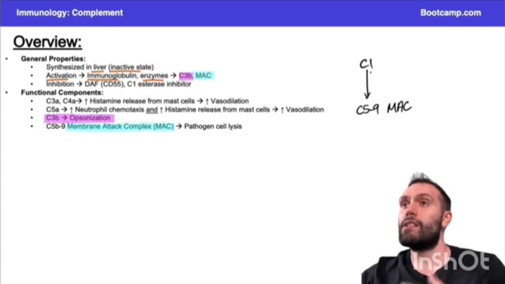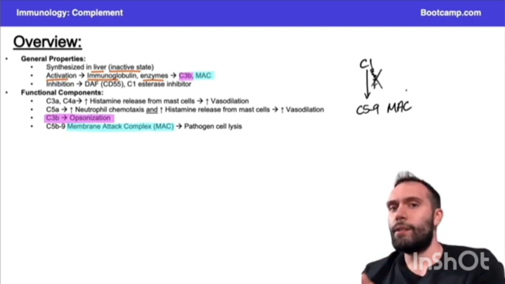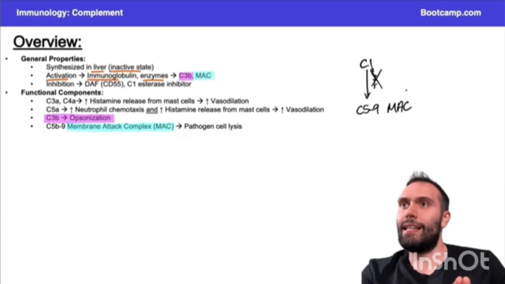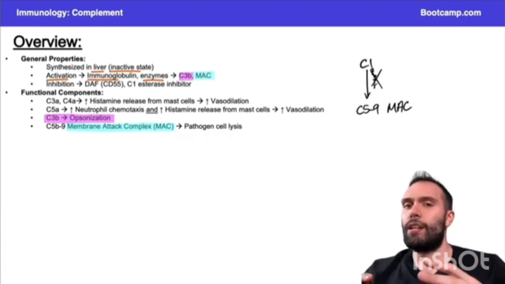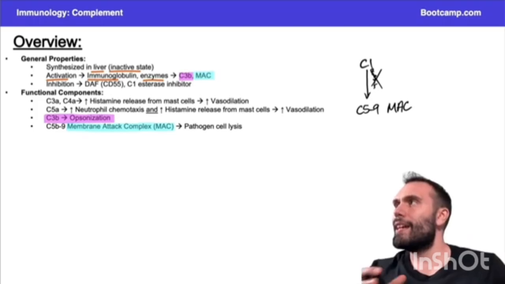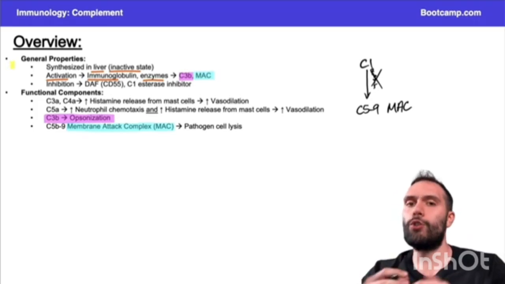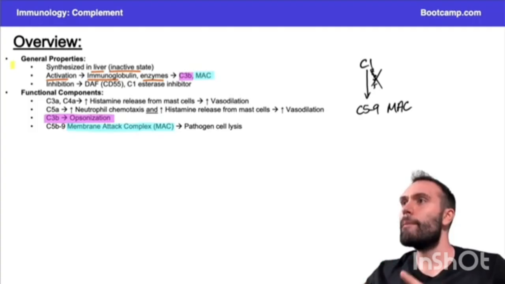Now, that doesn't necessarily mean that we go exactly in order here, but we do start at C1 and then we end at C5 to C9. Everything in between is what we'll discuss in the next video. Do you have to understand every single component of complement? Not necessarily. It's not particularly high yield to know that, but there are certain functional components that are very high yield that you want to be familiar with.